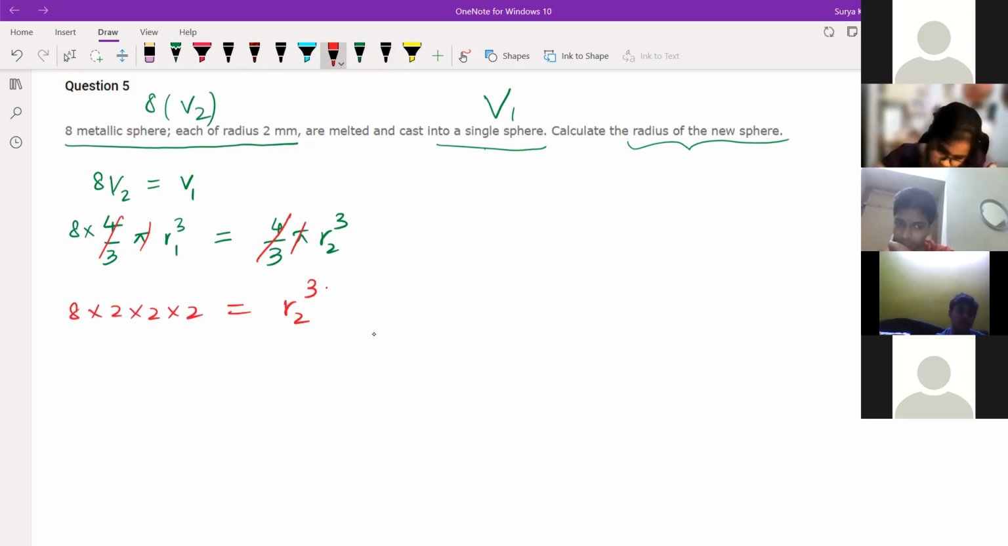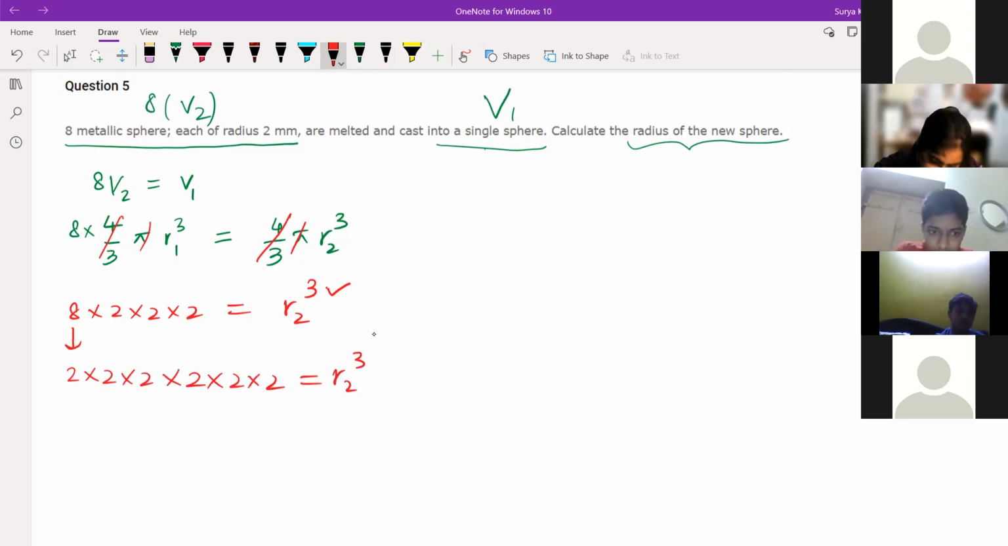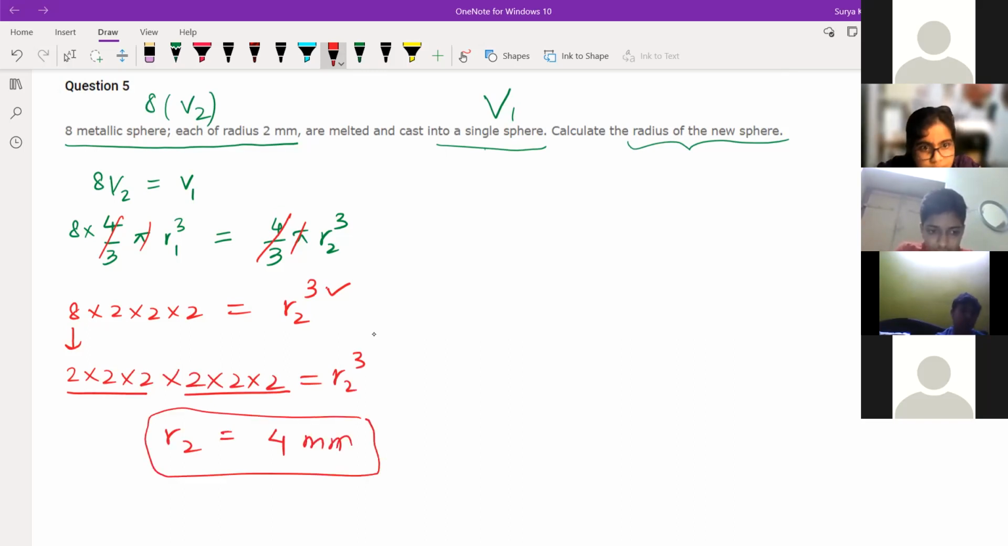Now we have to make 3 pairs, right? Akshat, here power 3 is there. So we have to make 3 pairs. So 8, what can we write for 8? Cube: 2 into 2 into 2. Again 2 into 2 into 2 is equal to r cube. Now make pairs here, 3 pairs. So r is equal to 4 mm. I think it's clear to everyone, right? Yes, sir.